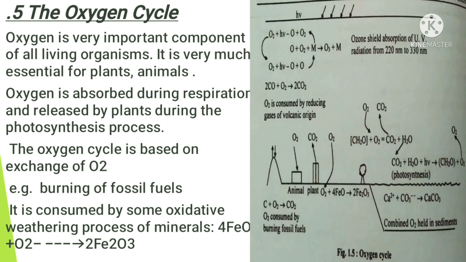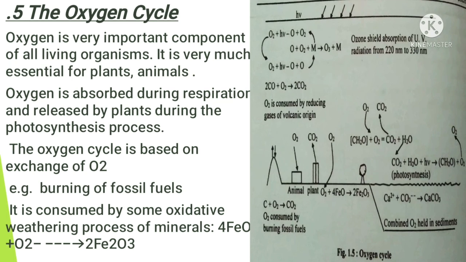Let's see. The oxygen cycle is very stable and it is based on exchange of oxygen among environment segments. So different segments of the environment and the exchange of oxygen, how it is done in different segments. The environment segments include atmosphere, hydrosphere, lithosphere and biosphere. It participates in combustion reactions, that is burning of fossil fuel. Then it is consumed by some oxidative weathering processes of minerals.